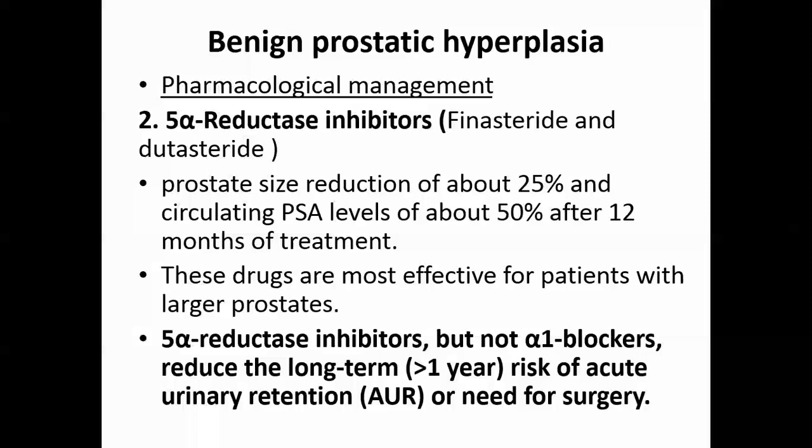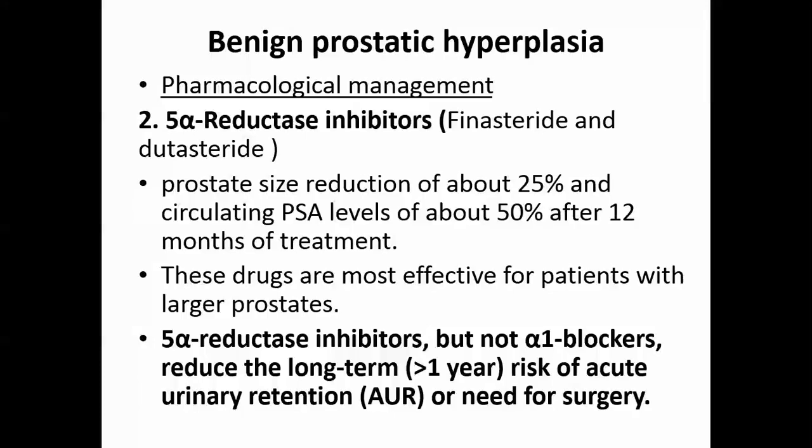So if we have a patient with symptoms, it is not reasonable to give this drug and wait months for it to work. Whom must I start with? I start with the alpha 1 blockers, and we can combine the alpha 1 blockers with the 5 alpha reductase inhibitors. So these drugs are most effective for patients with a larger prostate.